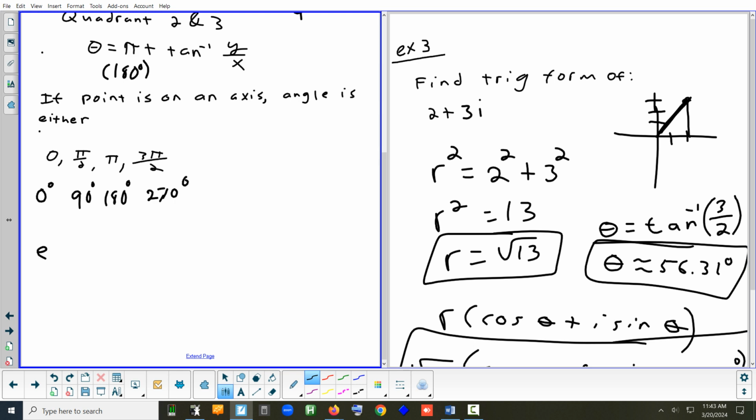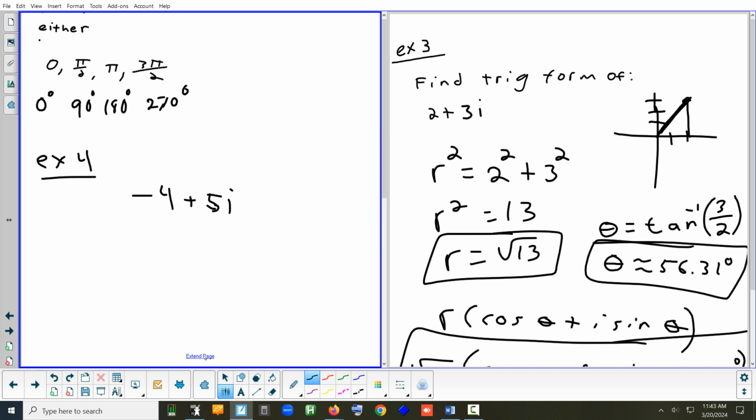So let's call this example 4, and let's do -4 plus 5i. We use a lot of 2's. And the directions are the same as example 3. Find the trig form.